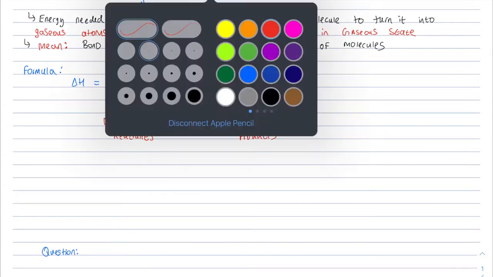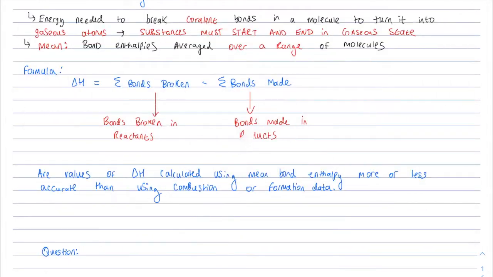So a question which is commonly asked is: are values of delta H calculated using mean bond enthalpy more or less accurate than using combustion or formation data? The simple answer is that answers calculated using mean bond enthalpies aren't as accurate as using formation or combustion data. And this is because mean bond energies are averaged over a range of different compounds. Therefore, they are not that accurate.